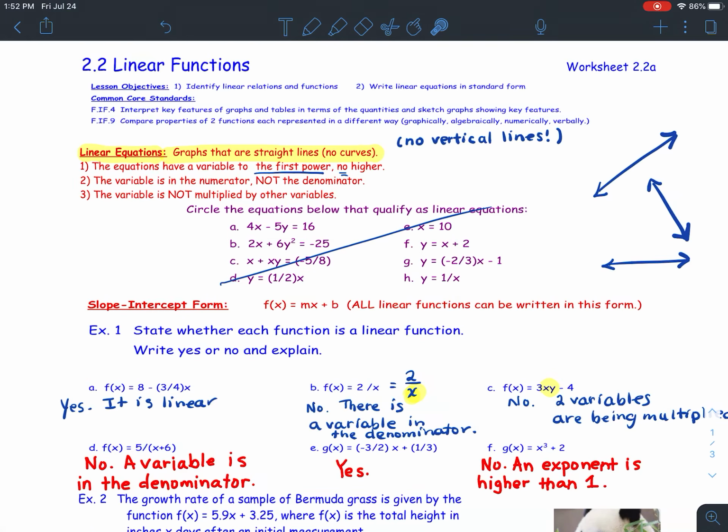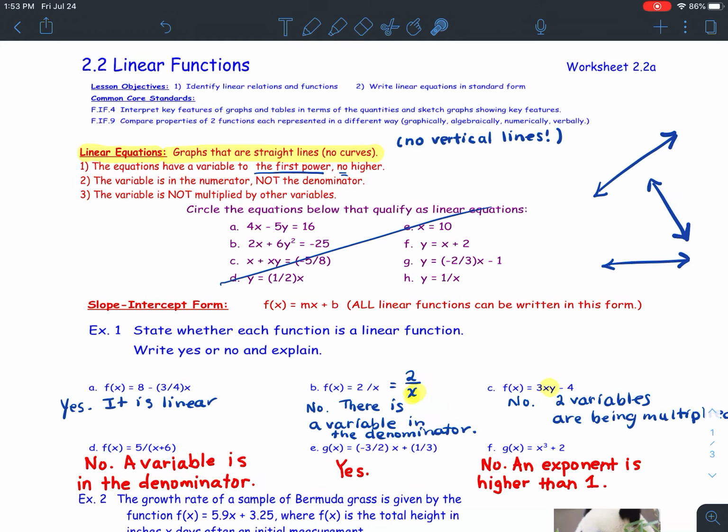Okay. The intent for these 6 problems here is not for you to try to graph these on your calculator and look at the graph, but rather be able to look at the equation and pinpoint if there's some type of violation happening in the equation that would lead you to say that it's not a linear equation.